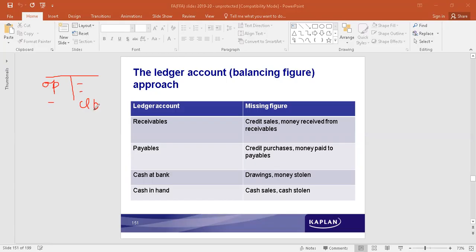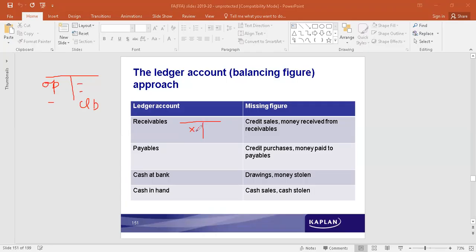Then the account, when it is closed at that point of time, anything which is missing will be identified from the ledger accounts. That is one way to find out the missing figures. If it is a receivables account, for example, the receivables account will have the opening balance of receivables on the debit side. So this would be the opening balance.